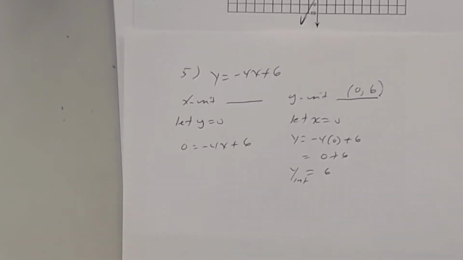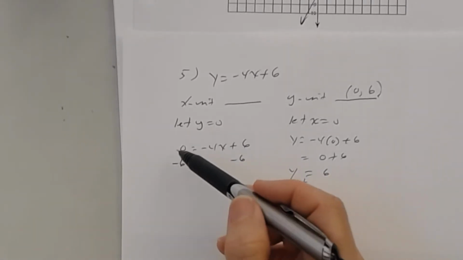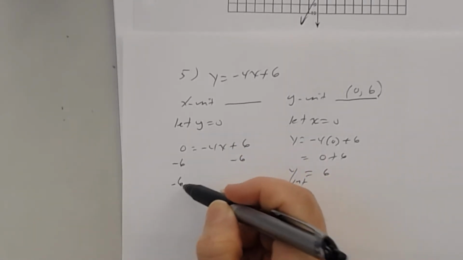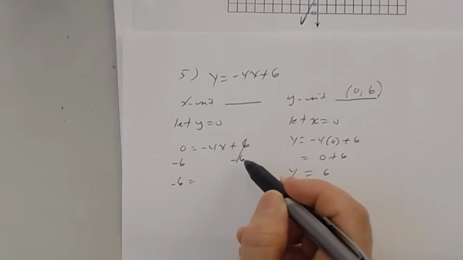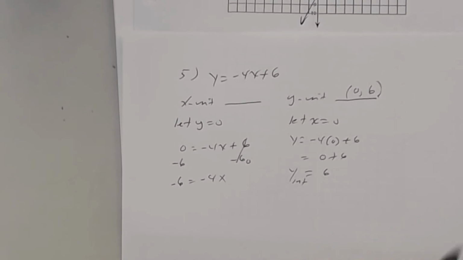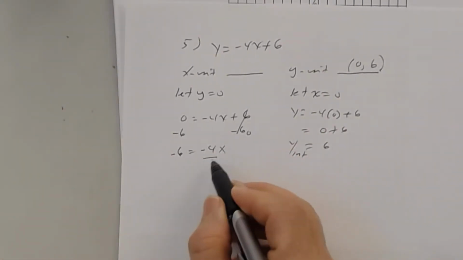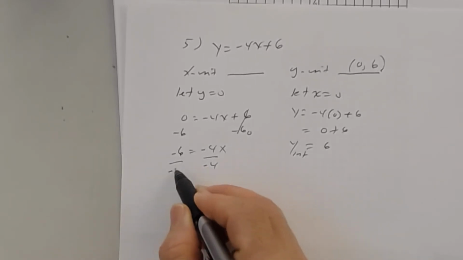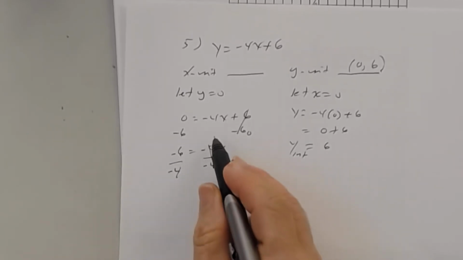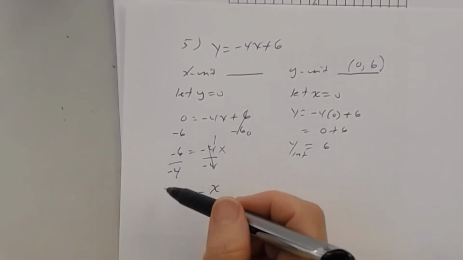All right, think about what we just did. So what's the next step? Subtract 6 from both sides. And combine like terms. 0 and a negative 6 is a negative 6. Negative 6 and positive 6 is 0. So you're left with negative 4x. And then to get x by itself, you're going to divide both sides by negative 4. Negative 4 divided by negative 4 is 1. 1 times x is x. All right, now remember, negative divided by negative is a positive.